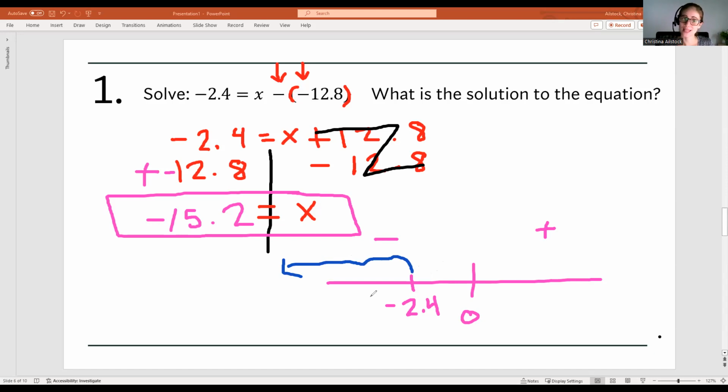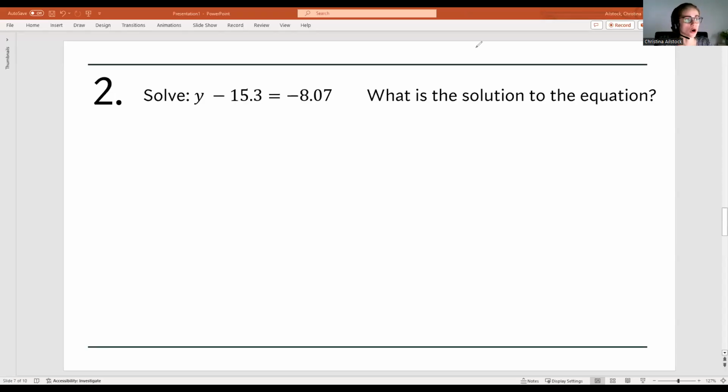Okay, let's try number 2. Number 2, solve y minus 15 3/10 is equal to negative 8 7/10. What is the solution to this equation? All right, I don't have any of those double negatives there. I don't need to simplify anything first. This is pretty straightforward, so we can start solving.